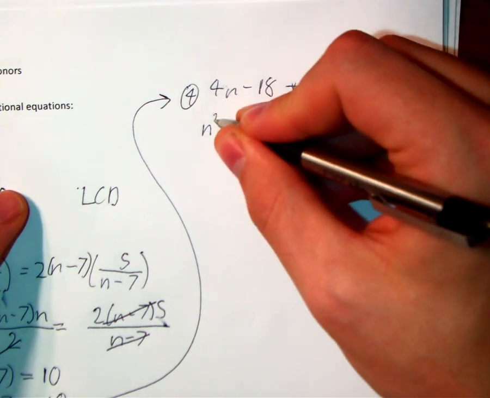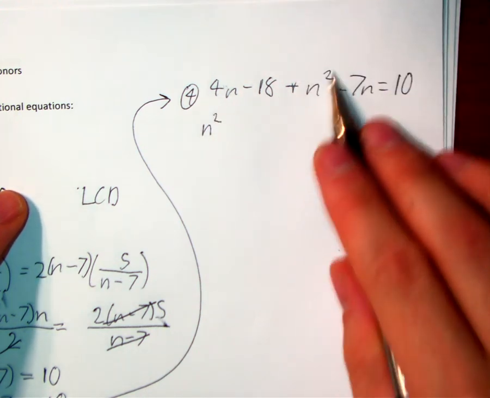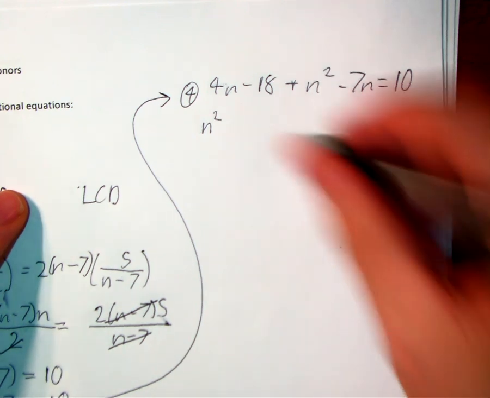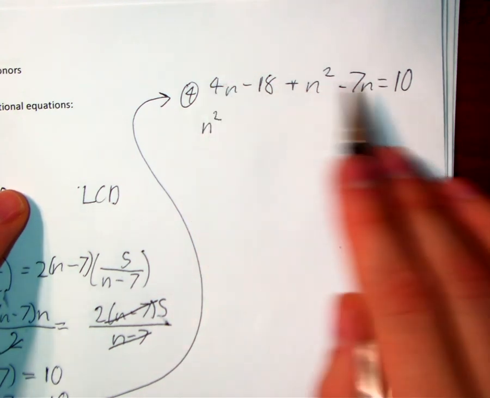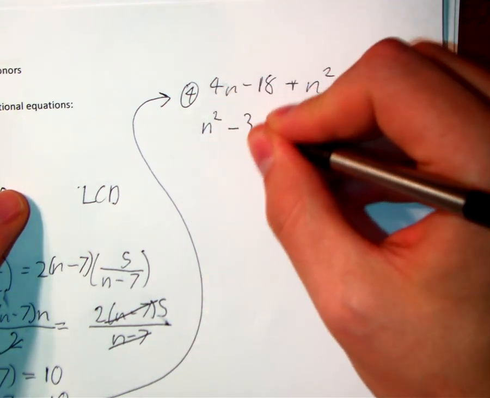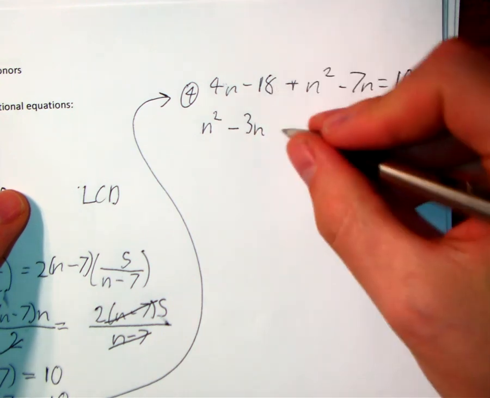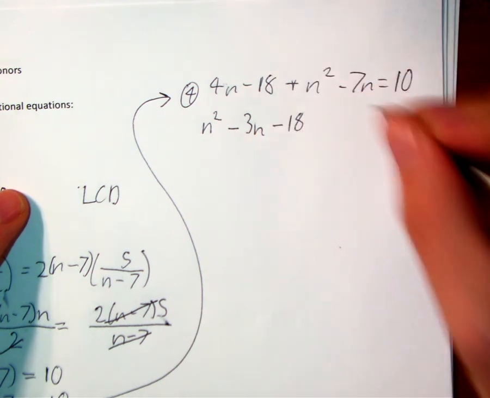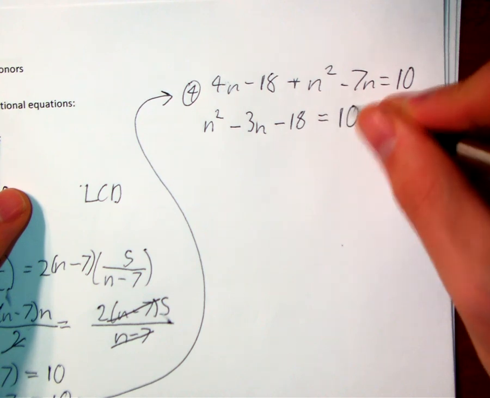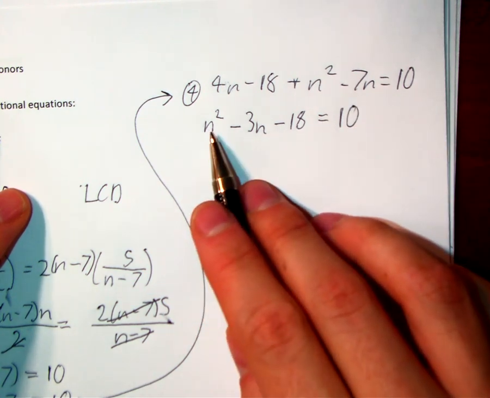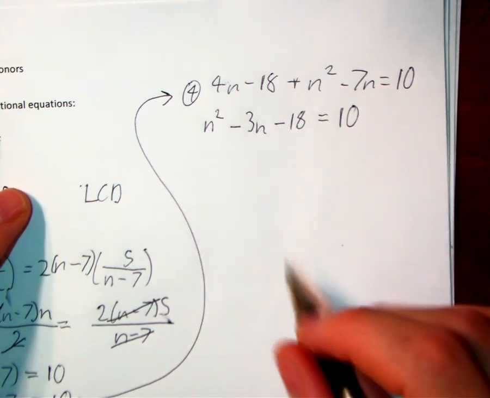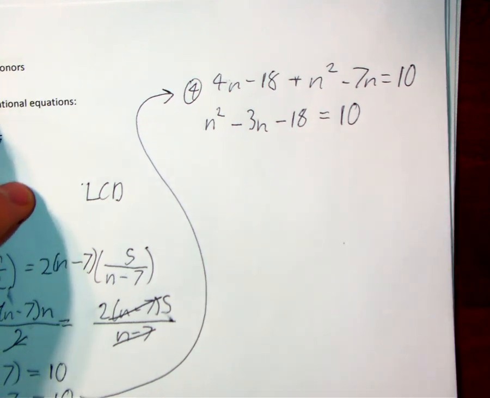I'm also just going to order them in the way that you might order a polynomial by putting the n squared term first, and then this combined n term, which comes out to negative 3n here, and then the 18 I'll put last, because it's a constant term. That's the order we usually see polynomials in: n squared, and then just n, and then the constant term at the end. Okay, so how do I get everything to one side?